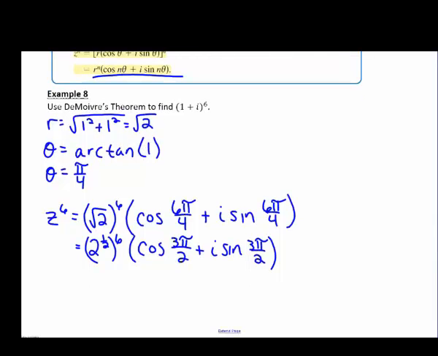All right, and then that becomes 2 to the 3rd times 0, because the cosine of 3 pi over 2 is 0, plus -i, because sine is -1 there at 3 pi over 2. And so then we end up with 8 times 0, which is just 0, and then 8 times -i, which is -8i. All right, and we will take a look at the last few examples in class together.